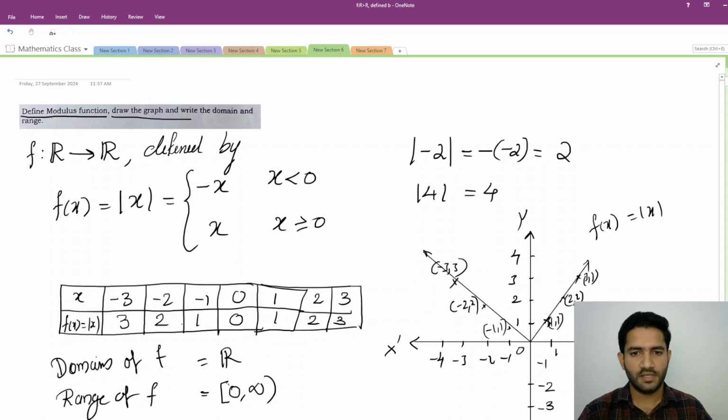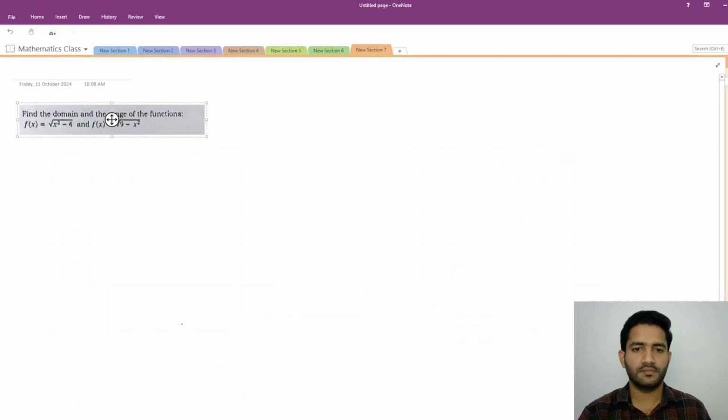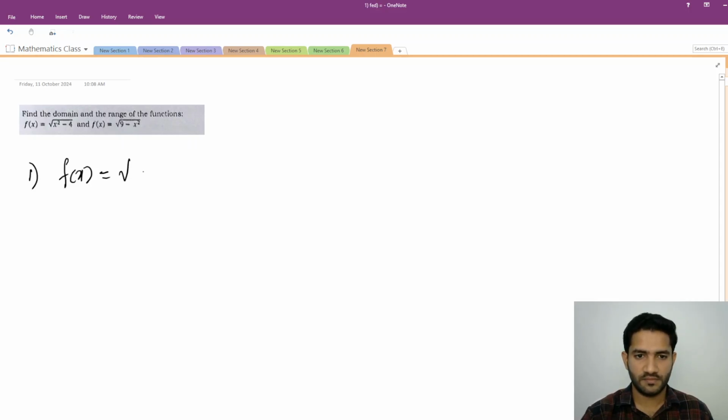Okay, then the next question. Yeah, it's an important question. Find the domain and range of the functions. Here we have two functions. First one, f of x equal to square root of x square minus 4. We want to find the domain and range.